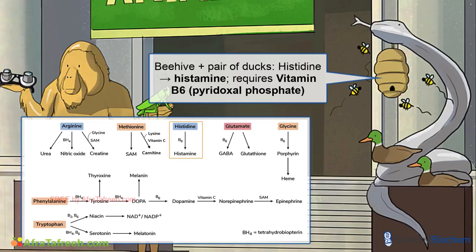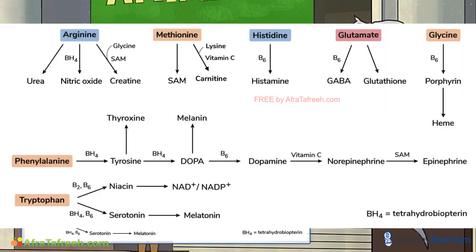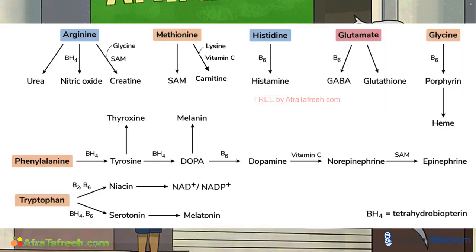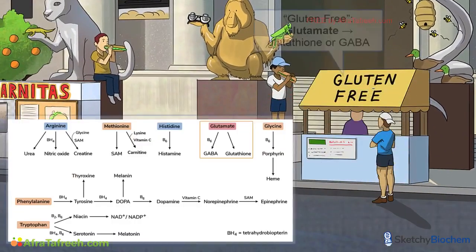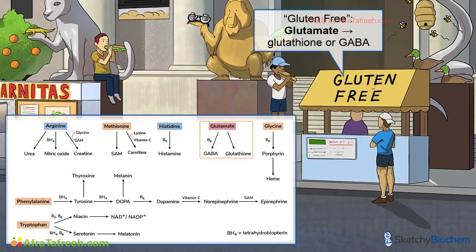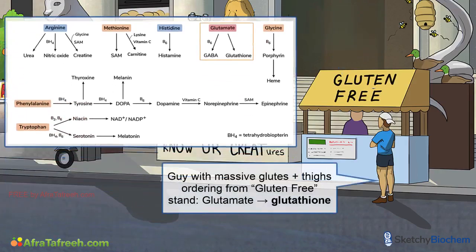You can think of this beehive as a mast cell, and the bees represent histamine. And don't forget about those ducks. They always come in pairs. Are you hungry? Then come grab something at the gluten-free food stand. As you probably already know, glutamate is gluten-free. Okay, maybe not, but that's our sketchy symbol.